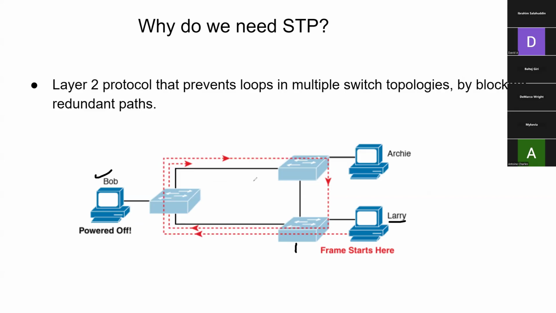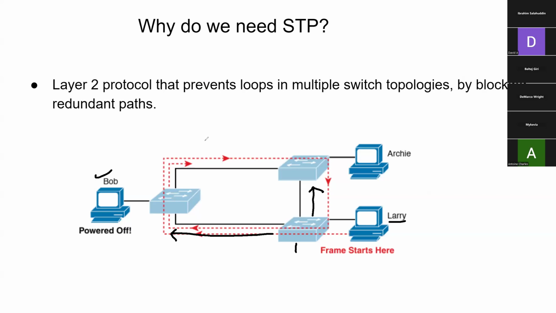So I'm going to send it out all of my ports, right? So we're going to send it up here. We're going to send it this way as well. And it's going to reach both of these switches. Now, both of these switches are also going to do the same thing and say, oh, well, I also don't know where Bob is located. So we're just going to keep sending it out until somebody figures it out, right?